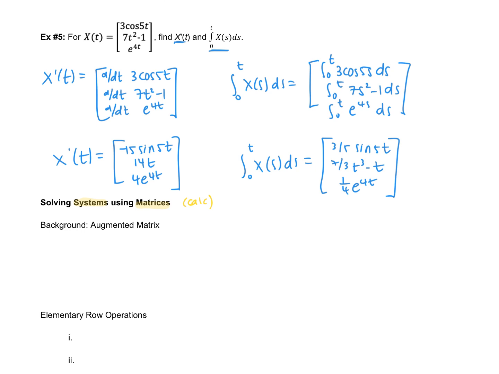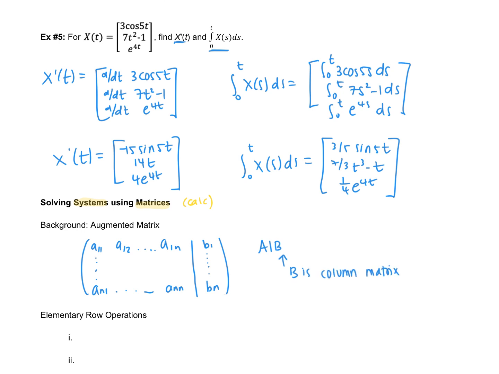So a background that we need to know is what is called an augmented matrix. So here's an example. We have A of 1, 1, A of 1, 2, all the way up to A of 1, n. And then we have n rows, so n rows and n columns. What we do is we augment then with this column matrix of B1 to Bn. So this is written as A is augmented with B, and B in this case is a column matrix. So this is what you've seen when you've put a system into a matrix and then put it into your calculator.